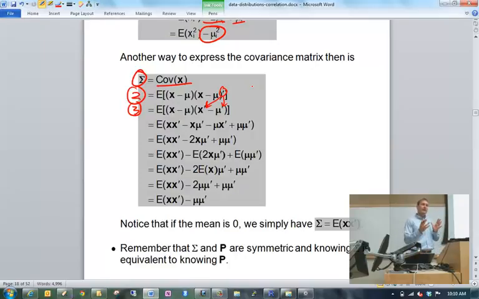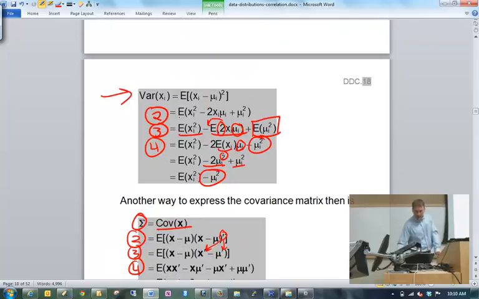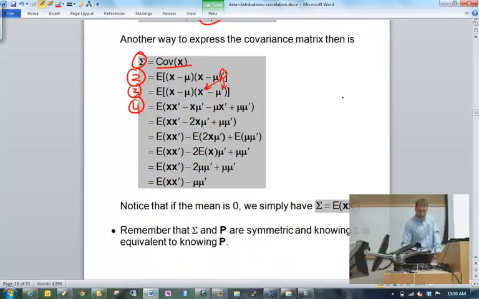Then, inside this expected value, for step 4, I can simply multiply everything out, just like what we had done up here when I multiplied everything out. So I get, let's see now, x x prime minus x mu prime minus mu x prime plus mu mu prime. Okay. Now step 5. I'm going to combine these two things.